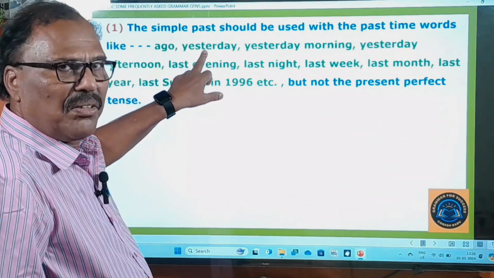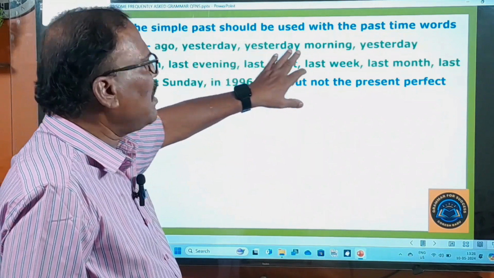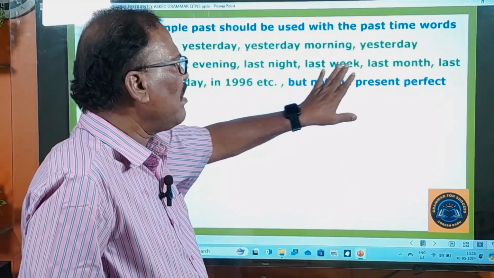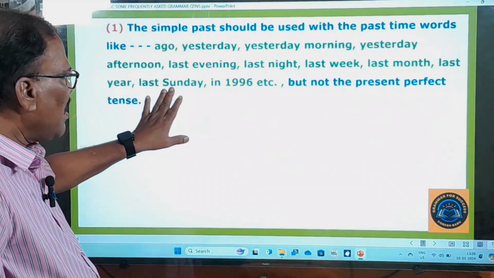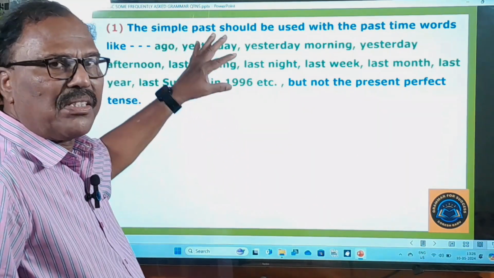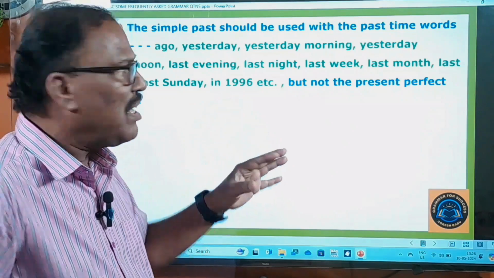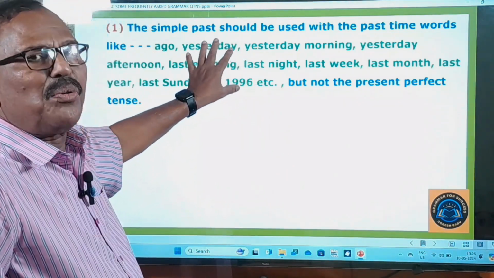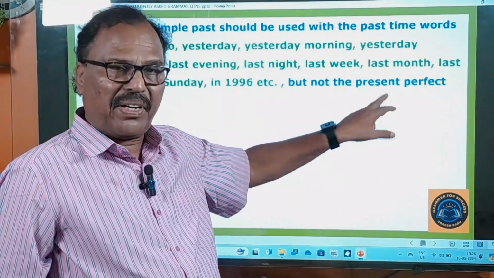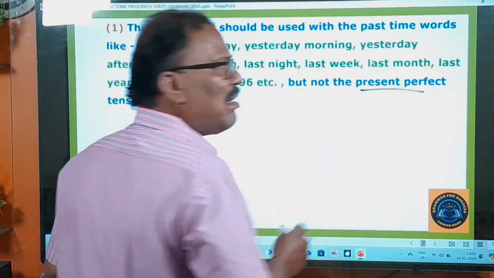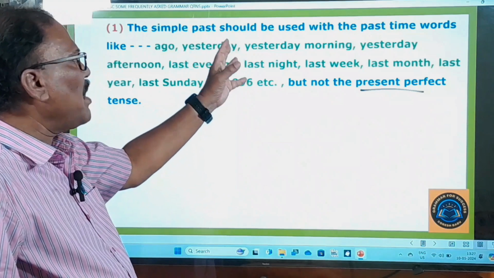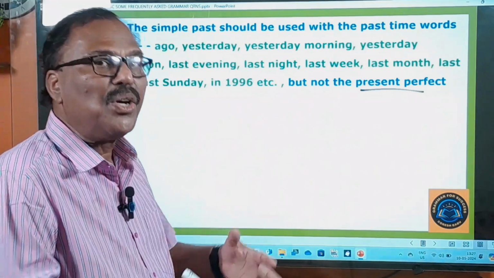And yesterday, you know very well, is a past time indicating word. Yesterday morning, yesterday afternoon, last evening, last night, last week, last month, last year, last Sunday, in 1996. These are all examples of past time indicating words. With these words, you must use only the simple past tense but not the present perfect tense. Most students make use of the present perfect tense with these past time indicating words. That is the mistake we generally make.